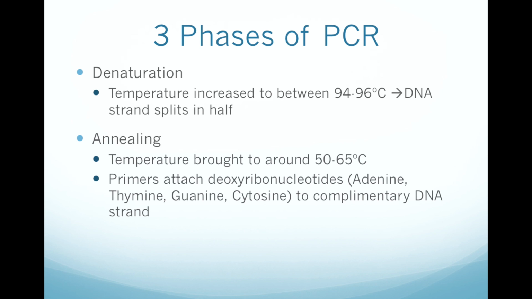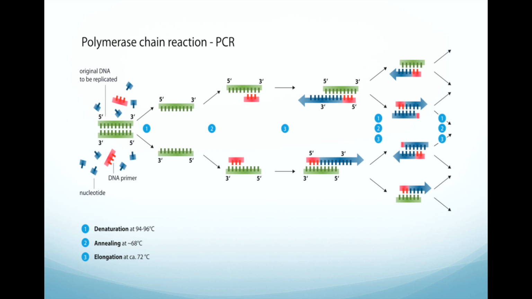PCR itself occurs in 3 phases, which repeats over and over again for as much as 30 cycles. The first phase, or denaturation, is the process in which the double helix structure of the DNA is separated into 2 single strands. So if we go back to this diagram that we had before, you can see that right here, before the process begins, we have the original DNA strand, and right here it is being denatured in step 1, or split into half.